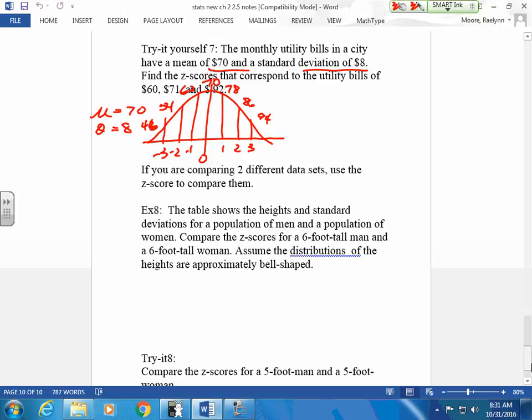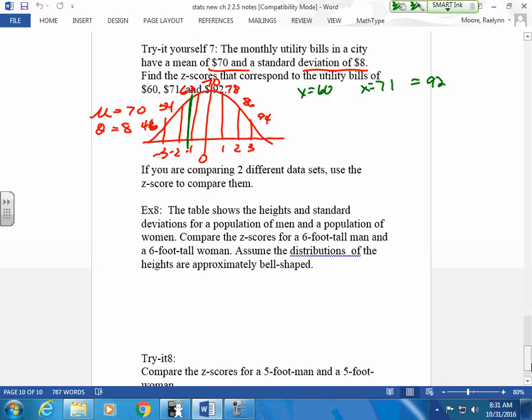Okay? This is where they're going to go across the mean. Now, you have 3 bills. You have one at 60, one at 71, and one at 92. You're going to vary off the mean. So the first one is a 60. What's nice about this is it tells us right away, what's my z-score? Is it going to be a positive or a negative?